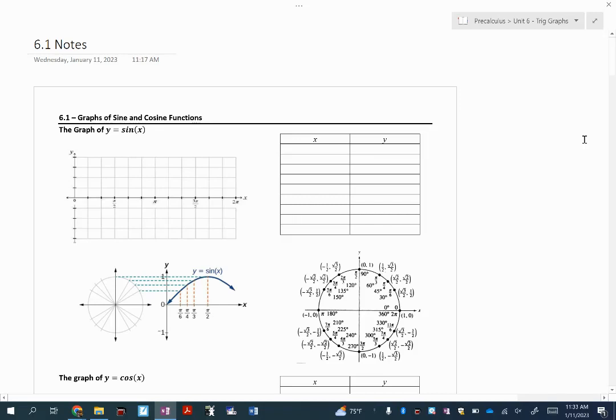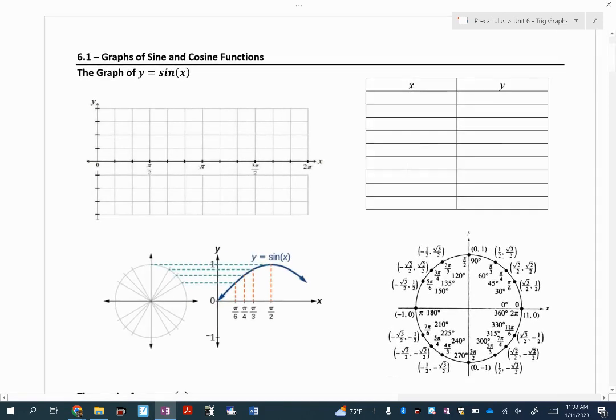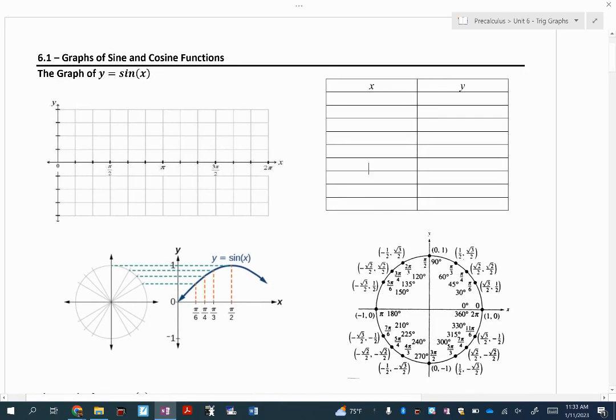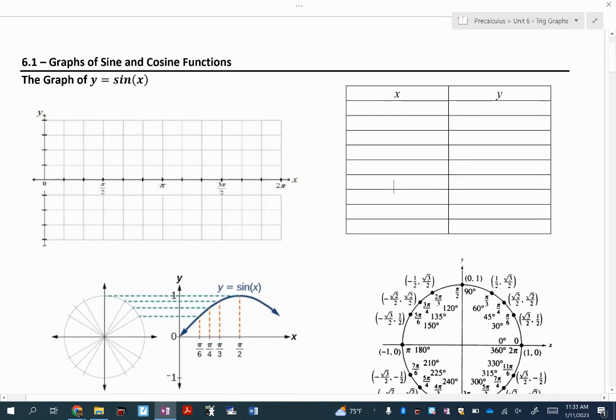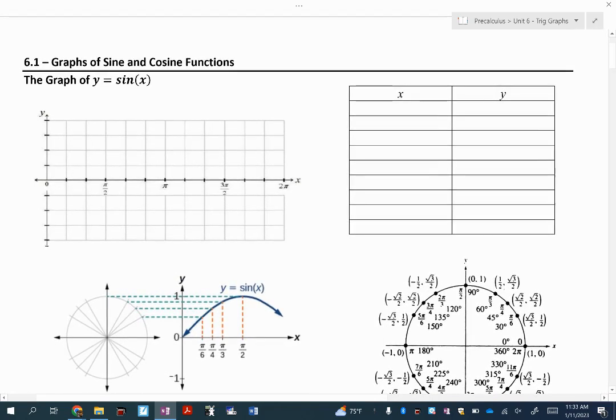In this lesson, I'm going to show you how to graph the basic sine and cosine functions, and then we'll get into more complicated features about their characteristics, as well as being able to write the formula for a graph of a sine or cosine function that is given.